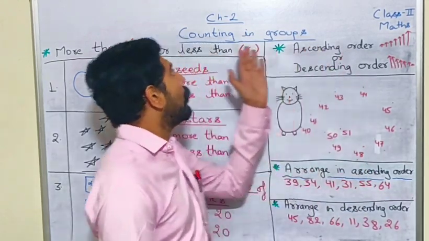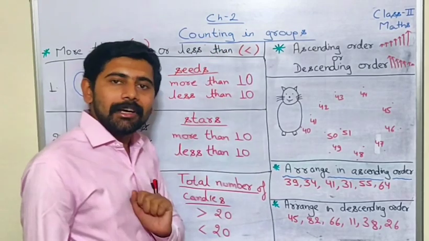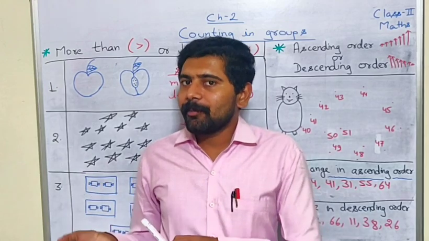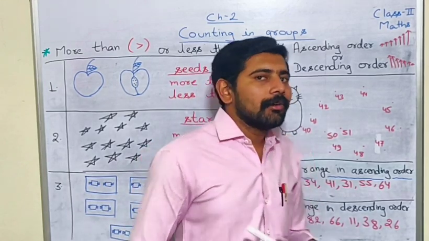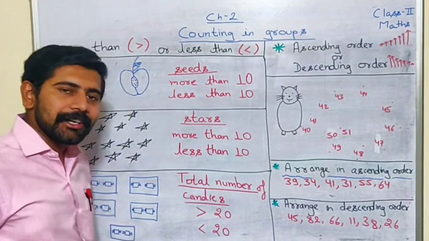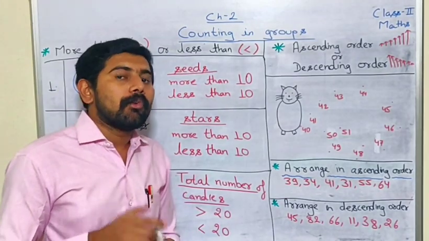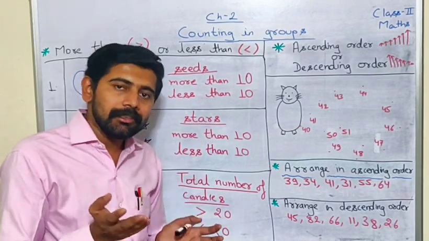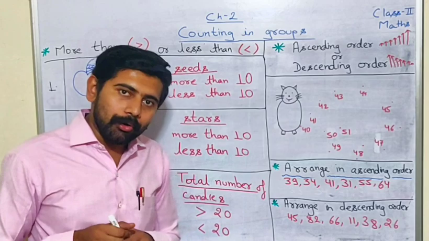I hope you have enjoyed and learned the concept which we taught in the last class, part one of chapter 2, counting in the group. Today we shall continue to the second part of this chapter, and for that we have the more than and less than topic. Children, while we compare two things, one thing is less or the other thing is more.